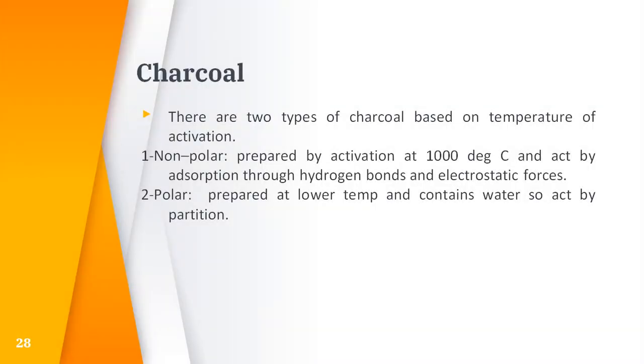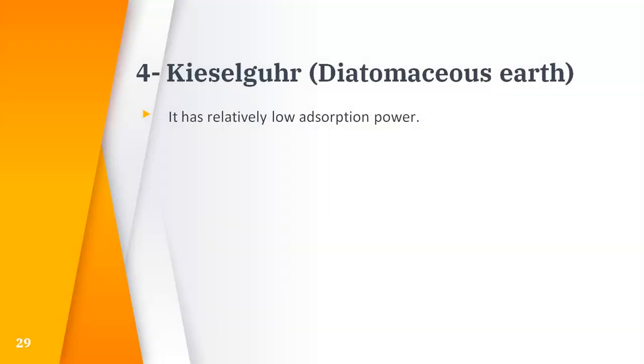Next adsorbent is charcoal. Two types of charcoal are available based on the temperature of activation, polar and non-polar. Non-polar is prepared by activation at 1000 degrees Celsius and it acts by adsorption through hydrogen bonds and electrostatic forces. Polar charcoal is prepared at lower temperature and it contains water, so it acts by partition. Next adsorbent is Kieselguhr. It is diatomaceous earth. It has relatively low adsorption power as compared to silica gel, alumina and charcoal.